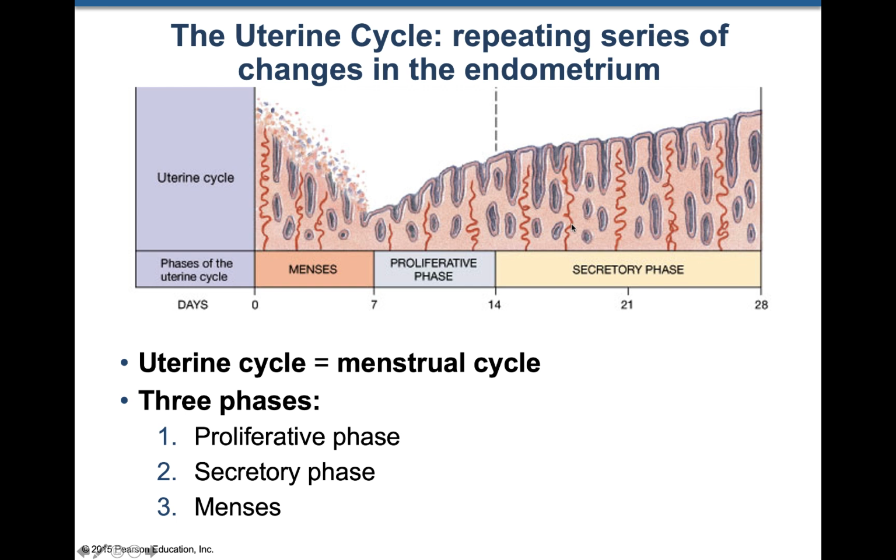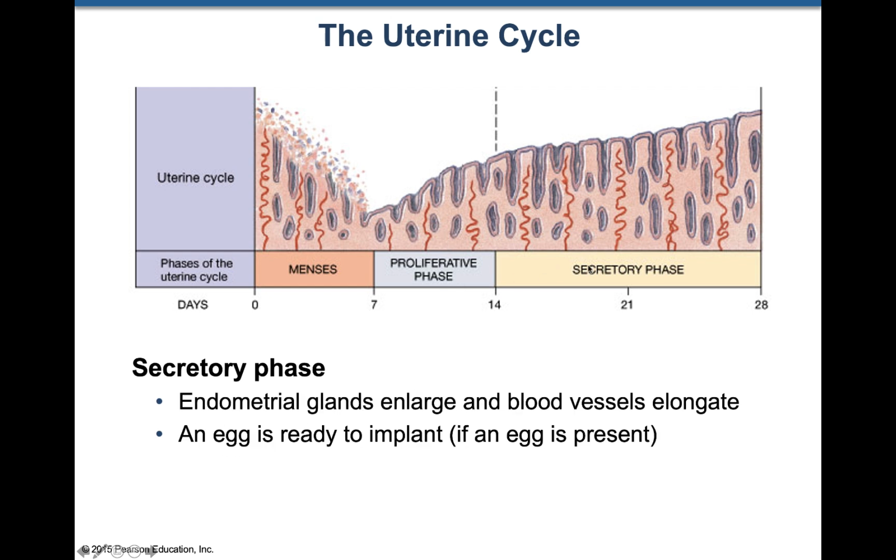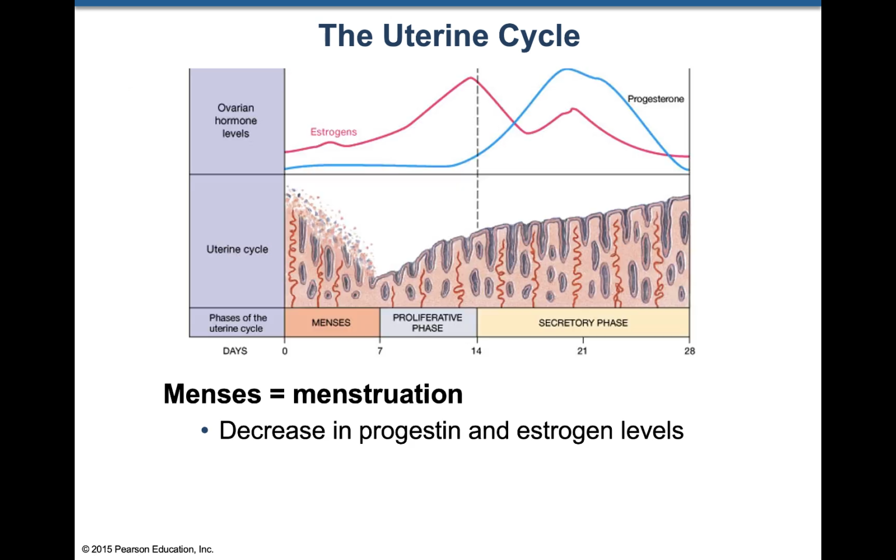So let's look at these phases. We have the proliferative phase, where it's starting to rebuild and thicken, preparing the body for implantation. In the secretory phase, the endometrial glands enlarge, and this is when it's the thickest. It's going to elongate, and it's going to be ready for implantation if the egg is present. And menses is again the 0 to 7 day phase, with a decrease in progesterone and estrogen levels during this phase.